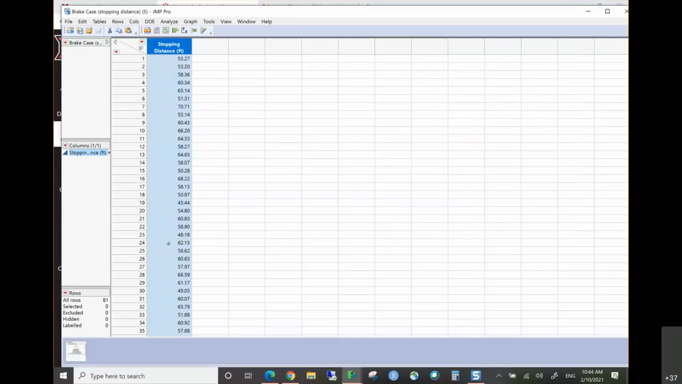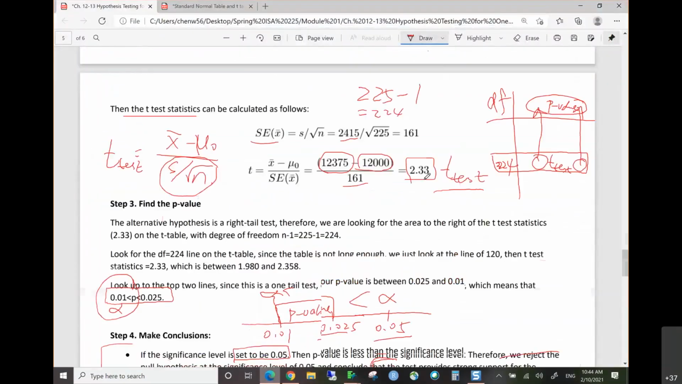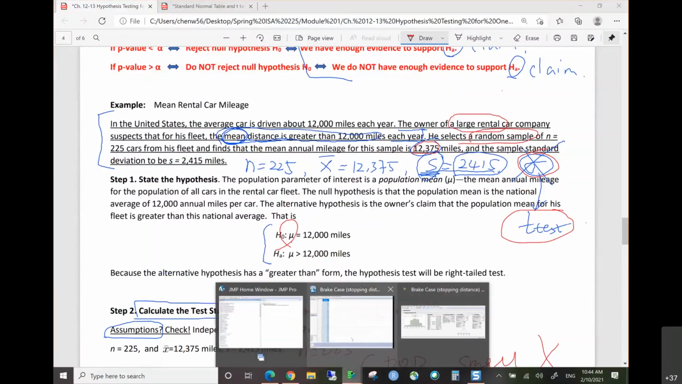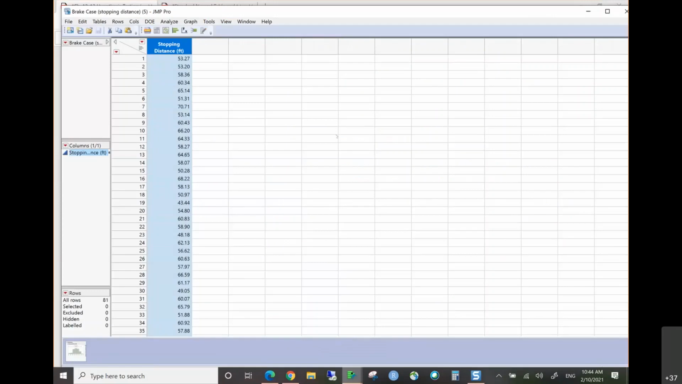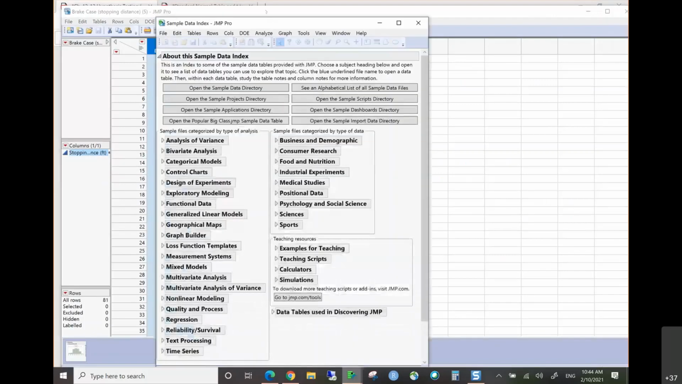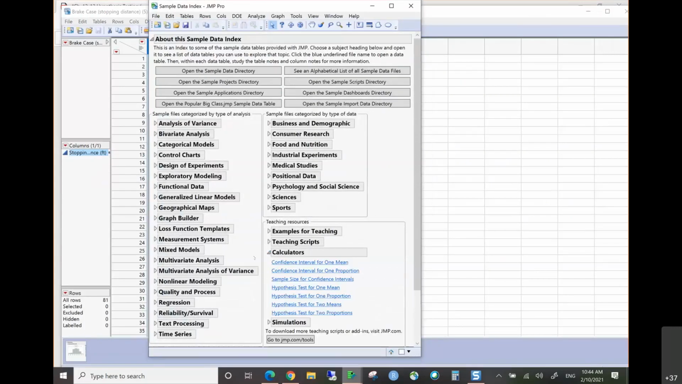So for this case, you have the detailed sample, the detailed value for each observation in the sample. But what if in our example we only have the information about the sample size, the sample mean, and the sample standard deviation? How can we use JMP to compute this hypothesis test for us? Again, we go to Help, go to Sample Data. Next in this screen, you will see a lot of functions. Just choose the Calculators.